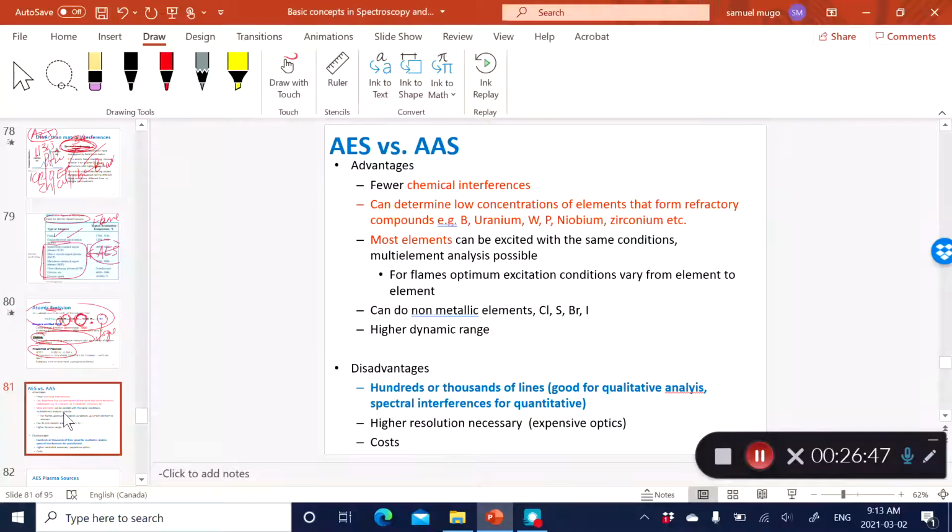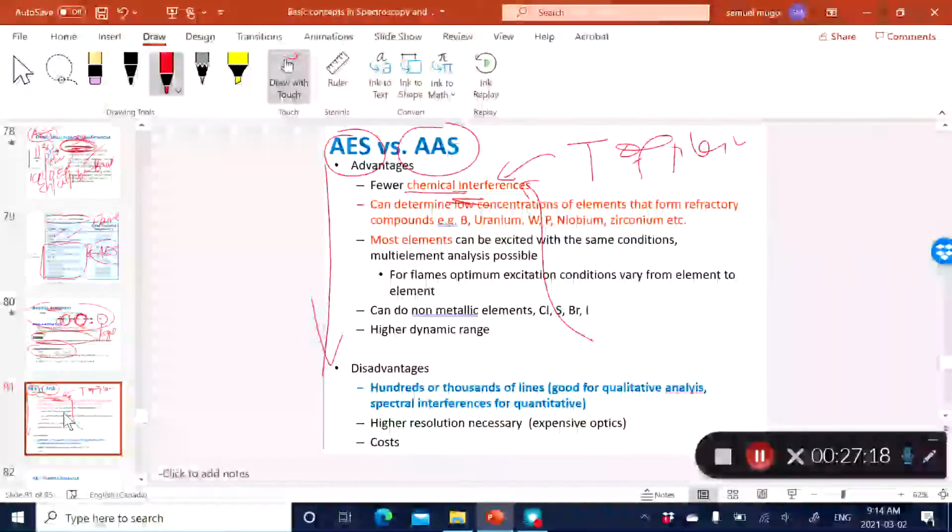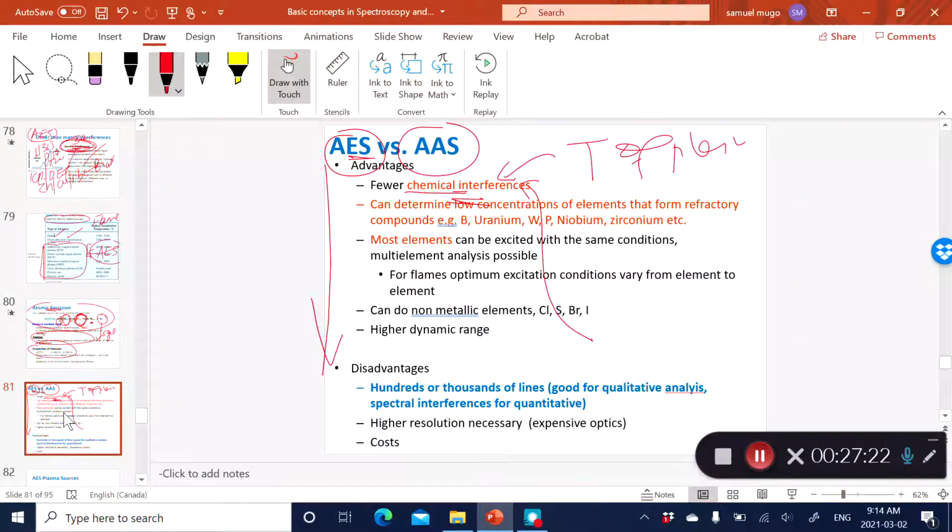So as you can see, ICP compared to AAS has lots of advantages. One of them, of course, is fewer chemical interferences. Why? The temperature of the plasma is very, very high, so it literally breaks down any chemical interferences that are present. This explains why you don't really need to do standard addition when you're dealing with plasma, because the temperature breaks down the matrices. So you don't really need to do standard addition when you're dealing with ICP.